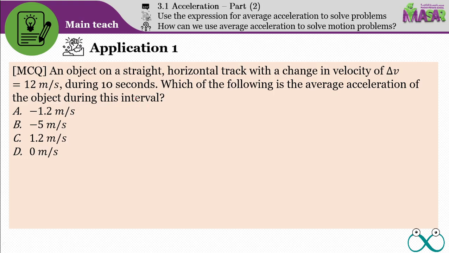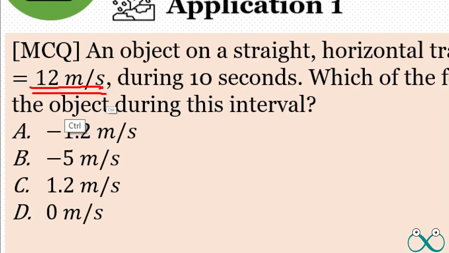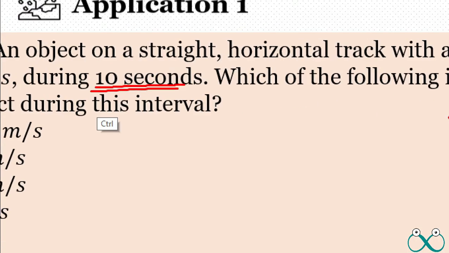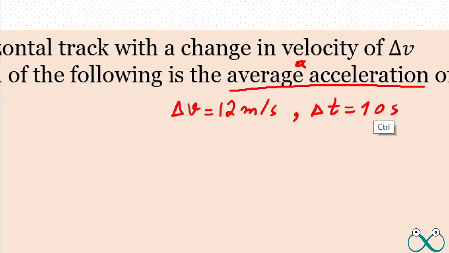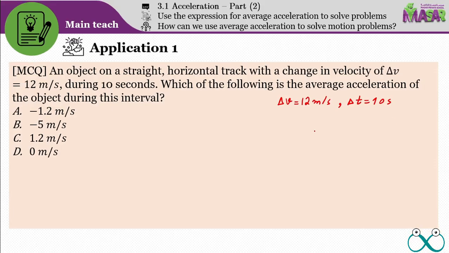So application 1: an object on a straight horizontal track with a change in velocity of delta v equal to 12 meters per second. During 10 seconds, so the time interval for this change is 10 seconds. Now, which of the following is the average acceleration? We are looking for a among these choices because this is an MCQ question. Let me write here that we are looking for a.